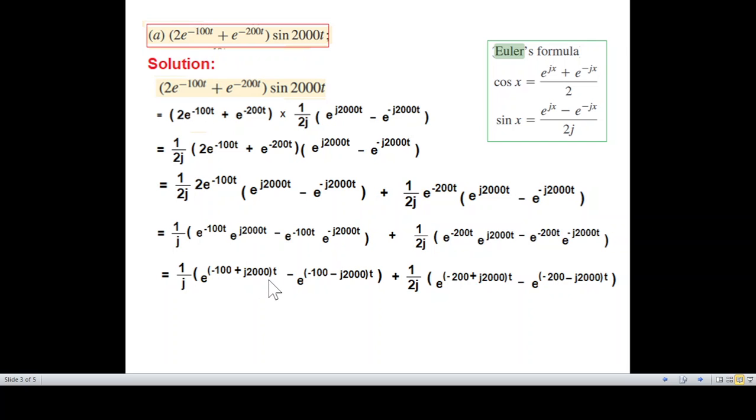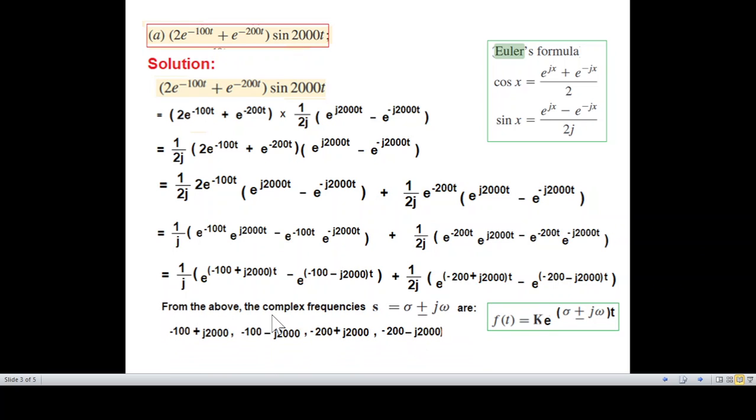So this is the complex frequency. Like we saw here, e raised to the power, this part is the complex frequency. So from the above, the complex frequencies are this one, minus 100 plus j20. Similarly the second one, the third one, and the fourth one. And the book also has the same answer, except that it has added per second, or s to the power -1. So we know that frequencies are in per second, cycles per second. That is why we should write this as well.